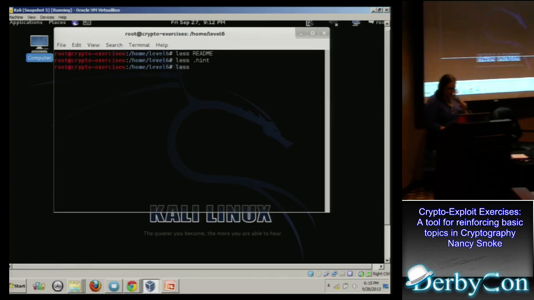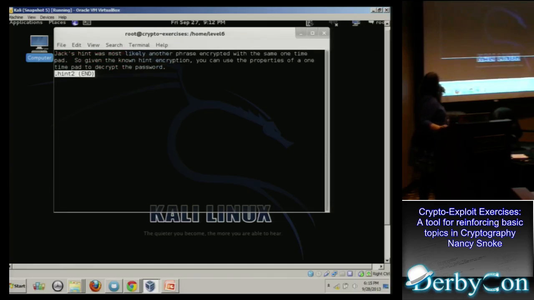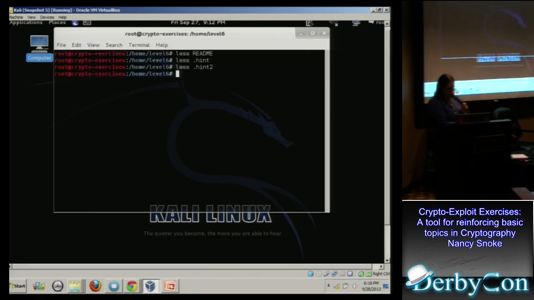So let's just look at this second hint too. And this one is more to the purpose. It tells us that Jack's hint was most likely another phrase encrypted with the same one-time pad, which of course, the second you reuse a one-time pad, you break the security. So you can use the properties of this one-time pad to decrypt the password. So how could you do that?